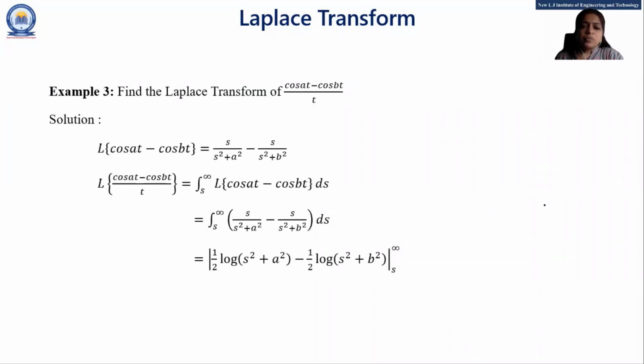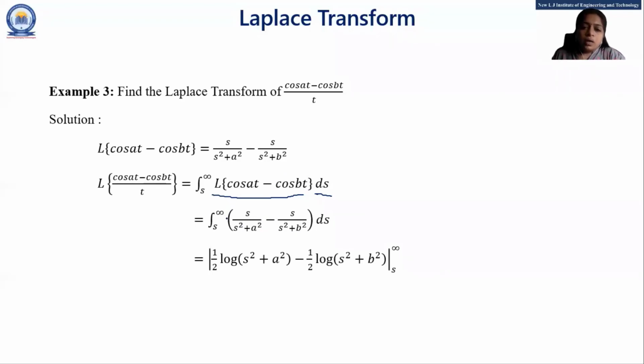So the next question is, find the Laplace transform of cos at minus cos bt upon t. In this case, our function of t is cos at minus cos bt. See here, the Laplace of cos at is s upon s square plus a square, and Laplace of cos bt is s upon s square plus b square, right? So we want to find the Laplace of cos at minus cos bt upon t. So we'll put integration s to infinity Laplace of cos at minus cos bt with respect to s, and that is s upon s square plus a square minus s upon s square plus b square.